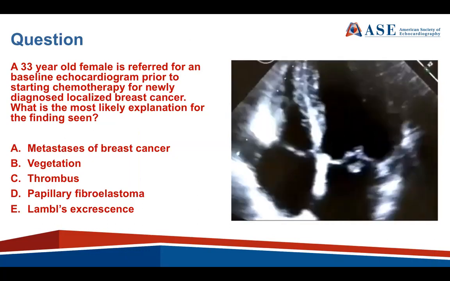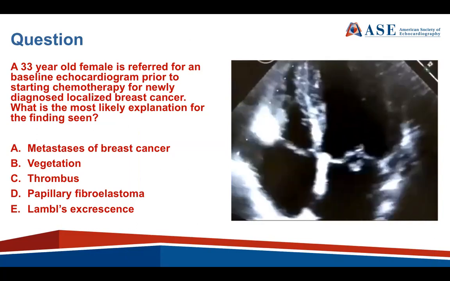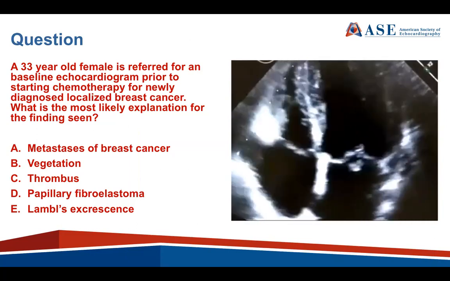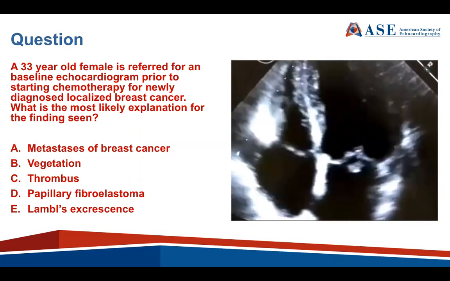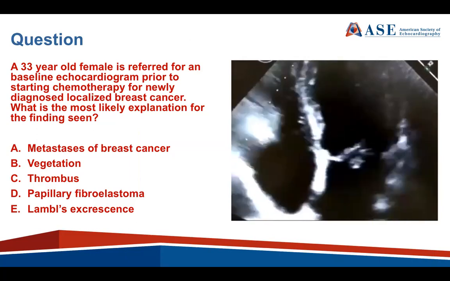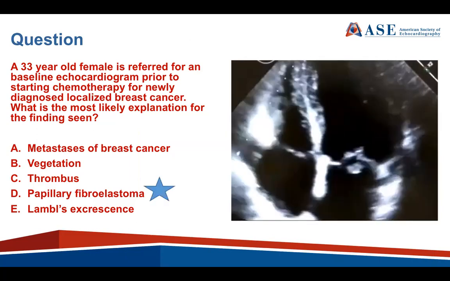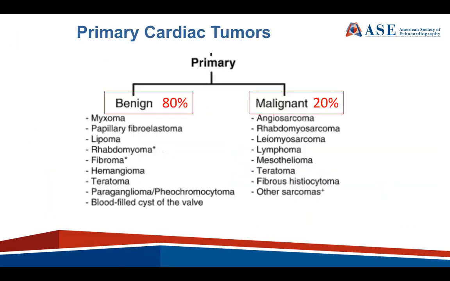Okay, another question. So this is a 33-year-old female who's referred for a baseline echocardiogram prior to starting chemotherapy for newly diagnosed breast cancer. What's the most likely explanation here? And we can see on the mitral valve, there's a round regular structure that's noted. Again, the history suggests the patient otherwise has no issues. This is a surveillance echocardiogram. This is most likely a papillary fibroelastoma.